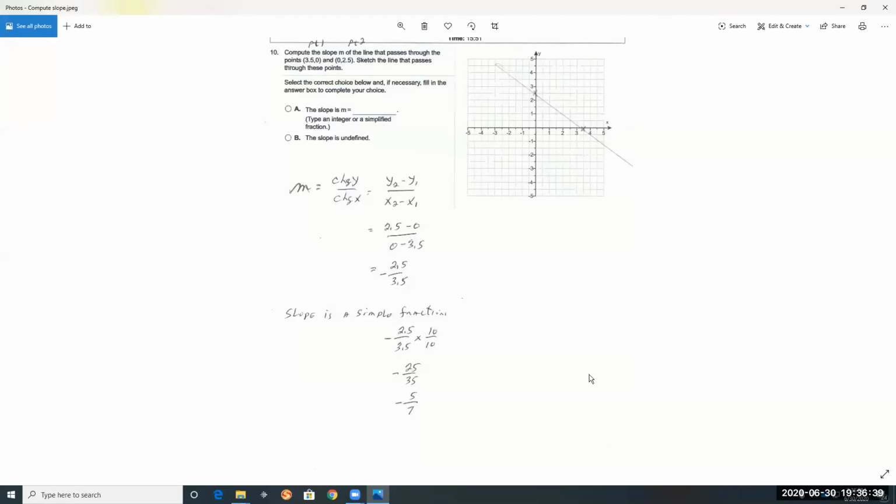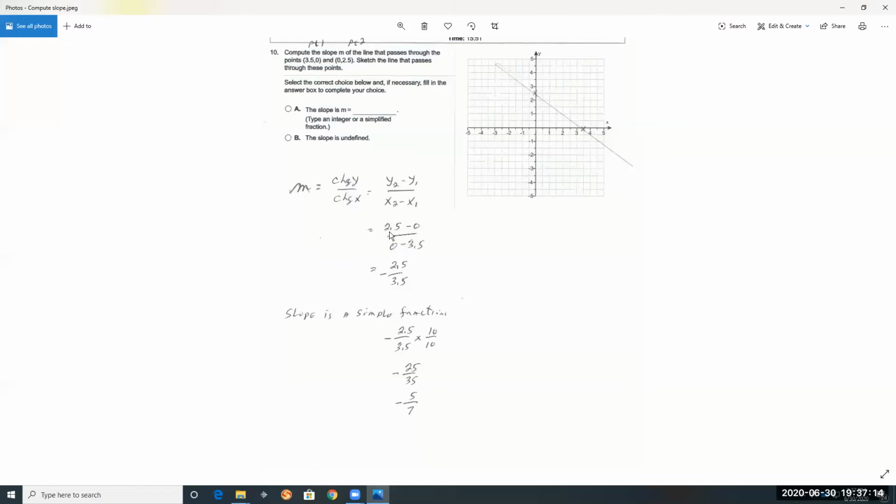Let's look at some problems on graphing in chapter 13. We're given 2 points, (3.5, 0), which I'm going to call point 1, and (0, 2.5), which I'm going to call point 2. By definition, the slope m is the change in y divided by the change in x, which can be written as y sub 2 minus y sub 1, all divided by x sub 2 minus x sub 1. Using the points that I defined as point 1 and point 2, let's plug in the x and y values.